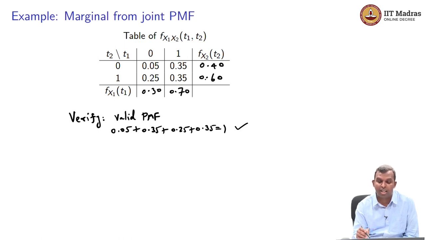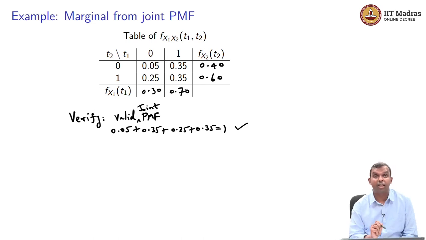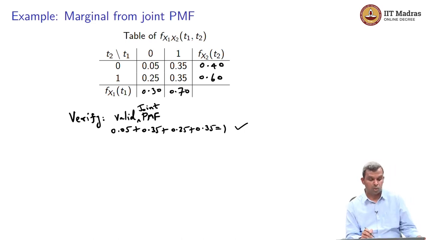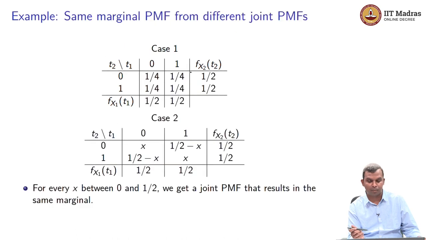Remember, this has to be a valid PMF, and this has to be a valid PMF, all of that you can check. You can check that this is a valid joint PMF. You can check that this one is a valid PMF, 0.4 plus 0.6 is 1. You can check that fx1 of t1 is a valid PMF, 0.3 plus 0.7 is 1. Everything works out very cleanly. You get marginal PMFs so easily here. Given any table like this, you can add it up and find out. It's no big deal, it's very easy.